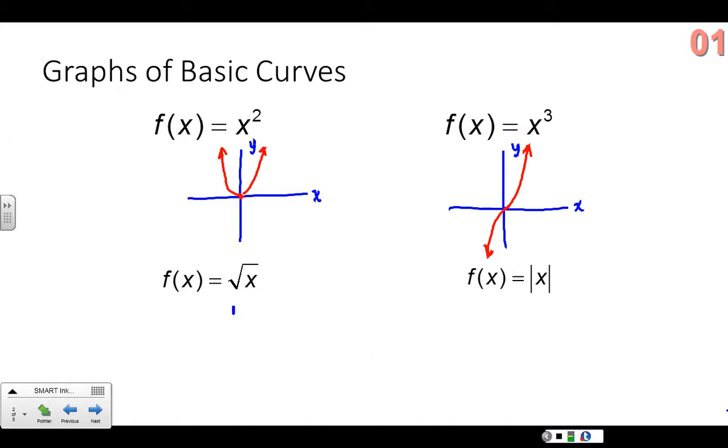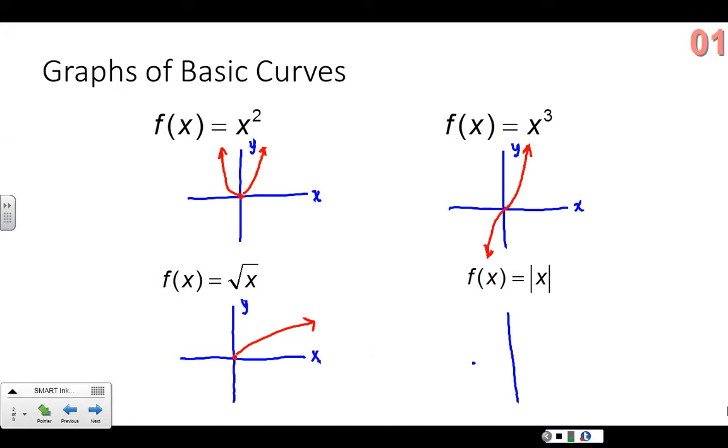The square root function we know is the upper portion of a sideways parabola. It's kind of the best way to explain it. We could not put any negative numbers in our domain, so we start at 0 and then it goes forever to the right. So that's the square root function. And hopefully you have memorized these and what they look like.